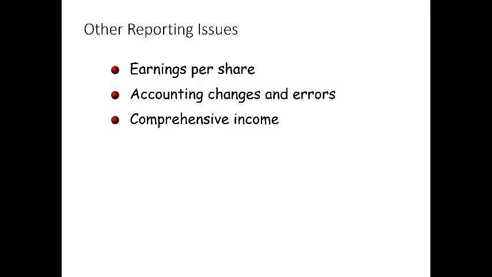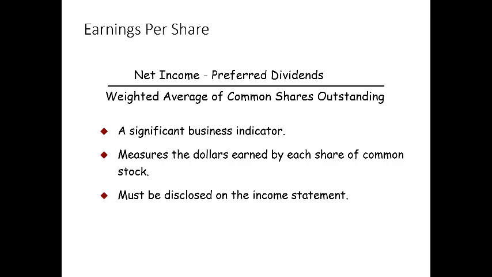The three main things we'll talk about with other reporting issues are earnings per share, accounting changes and errors, and then comprehensive income. So the first one here is earnings per share. You may have seen this before. All companies report earnings per share. Earnings per share is a common target for compensation contracts, so CEOs and executives are interested in it. It's also the number that analysts usually forecast when they are forecasting a company's future earnings.